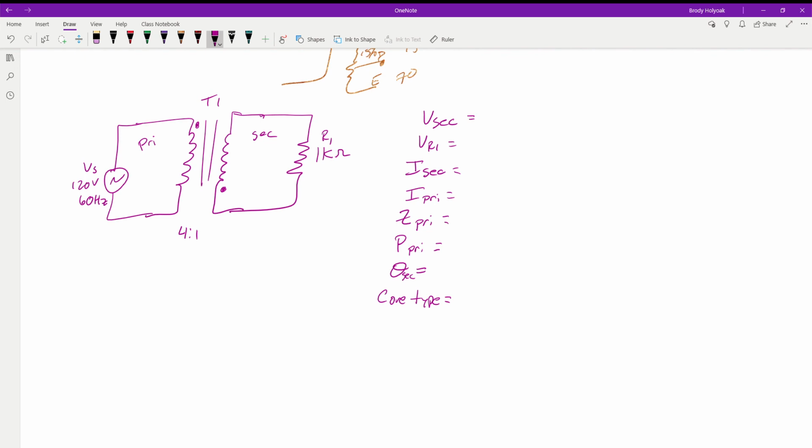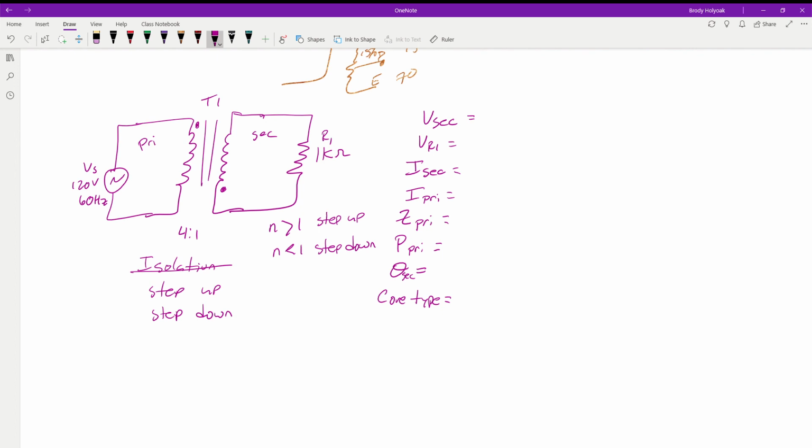Is this a step up? Is this a step down? Or is it an isolation transformer? When we look at it with a 4-to-1, it's not an isolation because the numbers aren't the same. So that one's easy to look at. Then we're looking to determine if it's a step up or step down. If our turns ratio is greater than 1, it's a step up. If our turns ratio is less than 1, it's a step down.